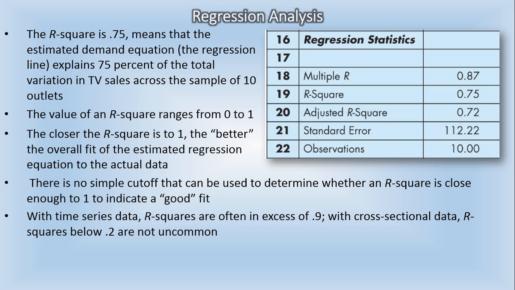I shouldn't do that. Cross-sectional data is just looking at one moment in time and saying, at this moment in time, how is quantity demanded being affected by price, which is what we did in this example. We did a cross-sectional analysis. So with cross-sectional data, R squares below 0.2 are not uncommon.